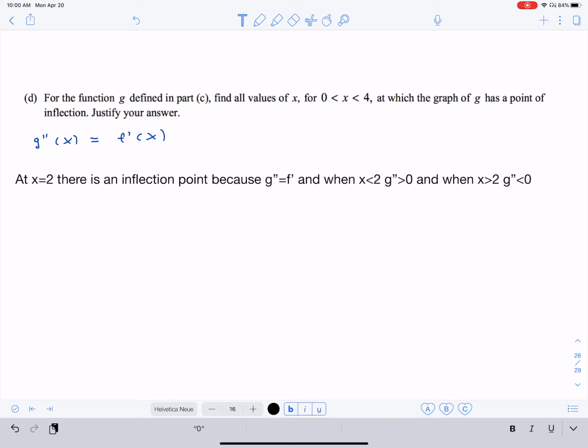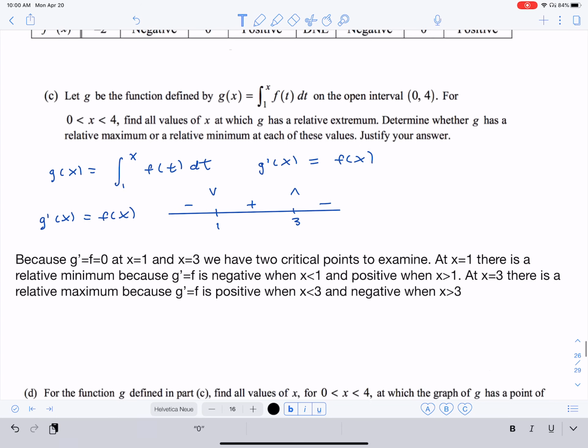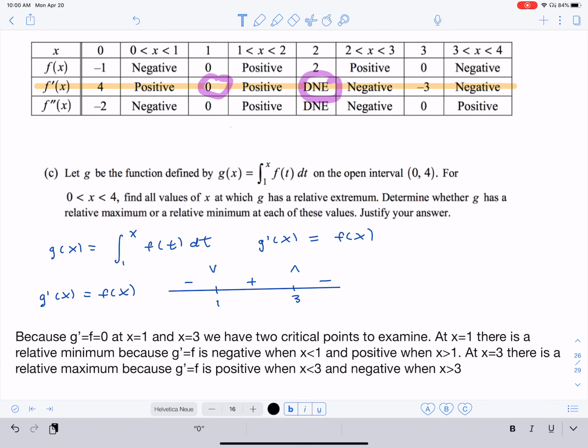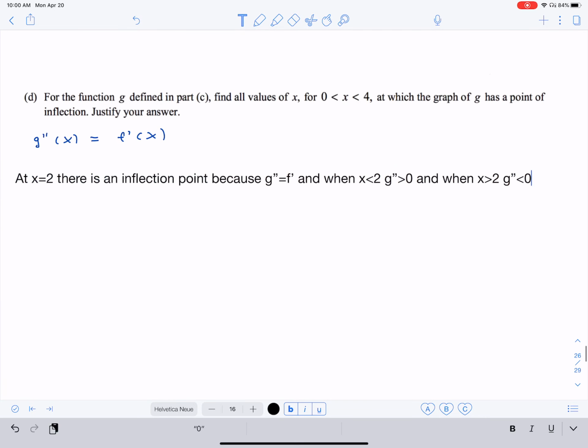Let's make sure I said that right. It does change sign, and it did it correctly, I believe. It went from positive to negative. Perfect. So there's an inflection point. How do I know? Because the concavity changed.